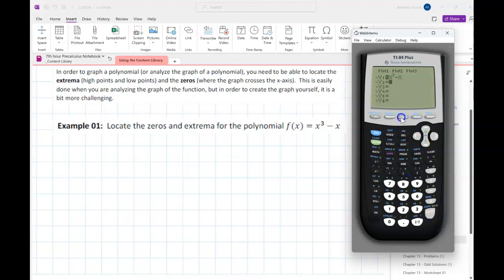And then we've been monkeying around with our window here in the previous chapter, so probably all of us have a goofy zoom stat related window. To graph this, I'm going to press zoom standard. So I'm going to press the zoom button on the top row there and select ZStandard. That'll reset my window back to something sensible.